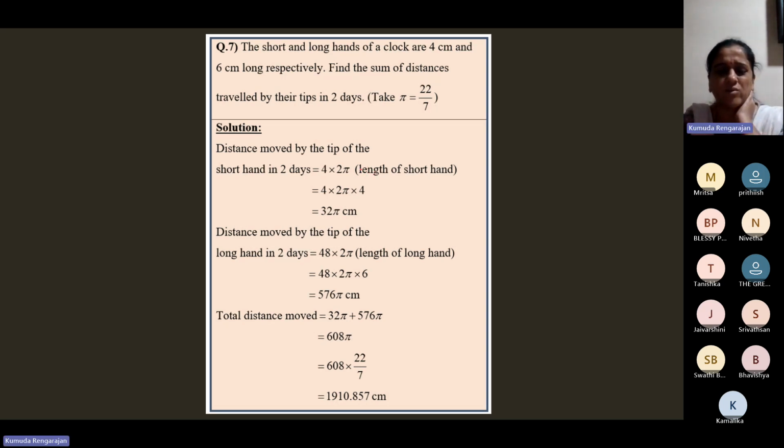You can just take it as small r and capital R, children. You don't have to write the length of the short hand, the length of the long hand. You can just take 2 pi small r and 2 pi capital R.